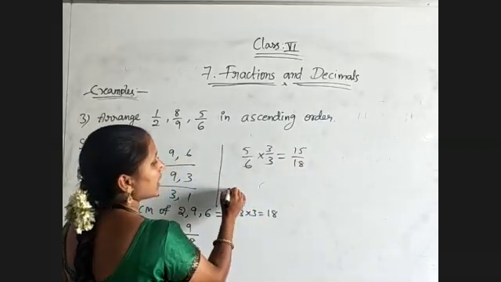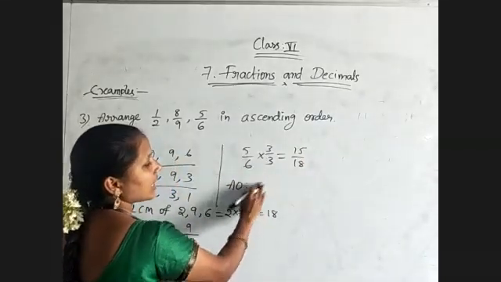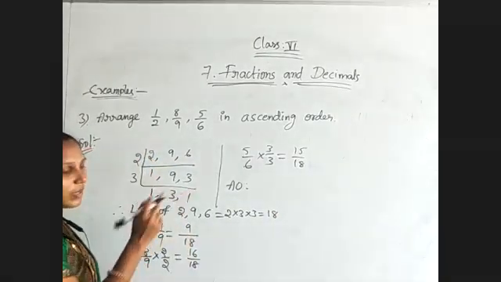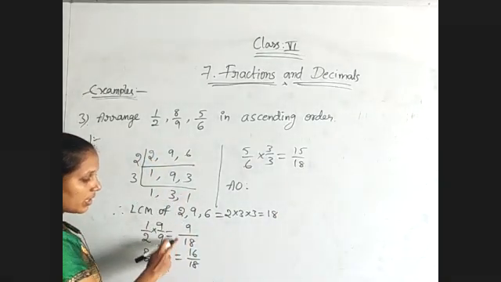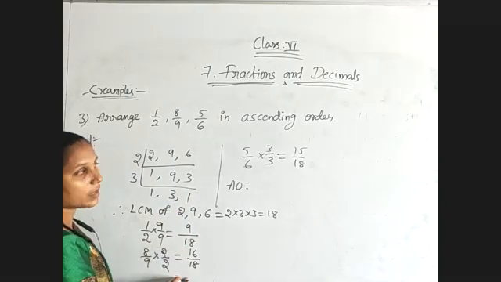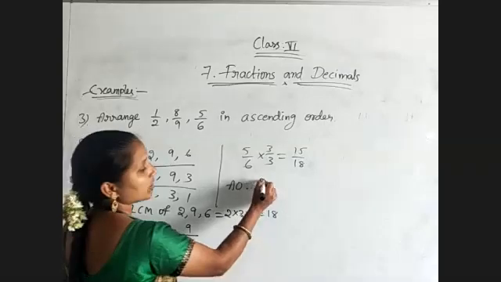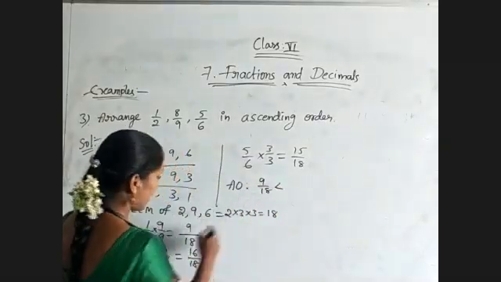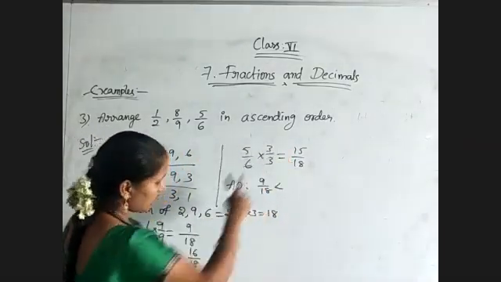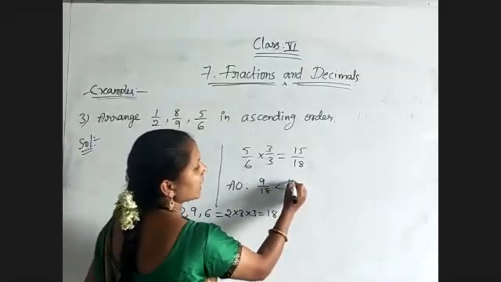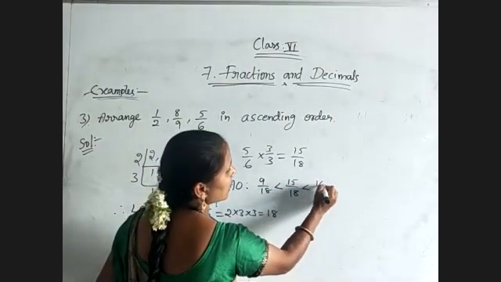Now write in ascending order. Ascending order means we need to select from smaller to bigger. So the resultant fractions are 9 by 18, 16 by 18 and 15 by 18. Here 9 is the smallest value, so 9 by 18 is lesser than, here 15 is lesser than 16. So 15 by 18 is lesser than 16 by 18.